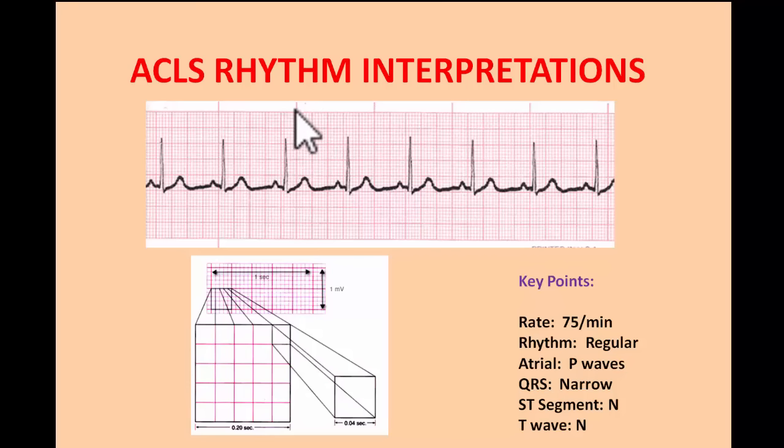If a heartbeat is occurring every second, then the heart rate is 60. However, if it is happening at a rate of 0.8 seconds, then the heart rate is 75. If it is happening at a rate of 0.6, that is equal to 100, and this comes to 150. If one beat is happening here and the second one is happening here, then the heart rate is 150. So that's how you determine the heart rate.